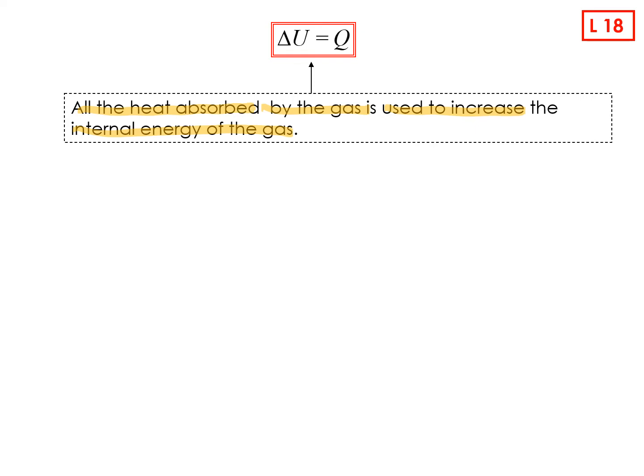So if the heat is absorbed, it means Q is positive, and also ΔU is positive, which means the internal energy is increasing. There is an increase in the internal energy of the gas. So that's why ΔU is also positive.